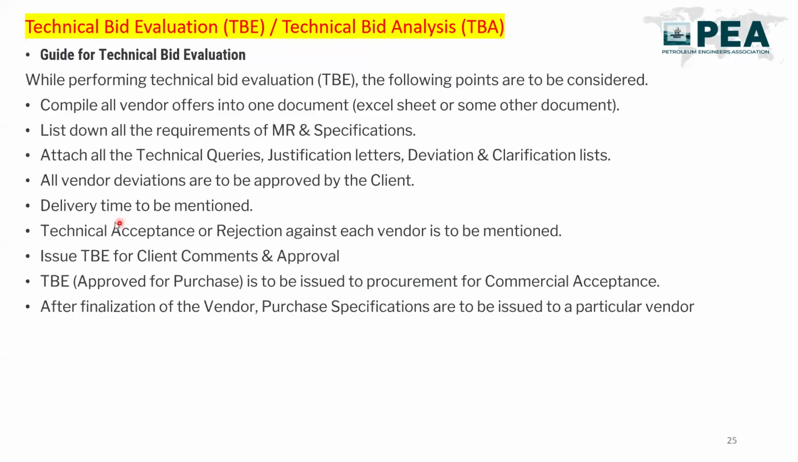After that, we will prepare the technical bid evaluation report, and in that report, we will compile all vendor offers. Suppose you have 5 vendors, so we will compile all those 5 vendor offers in one sheet, and we will see what our requirement is, what vendor number one is offering, what vendor number two is offering, what vendor number three is offering.